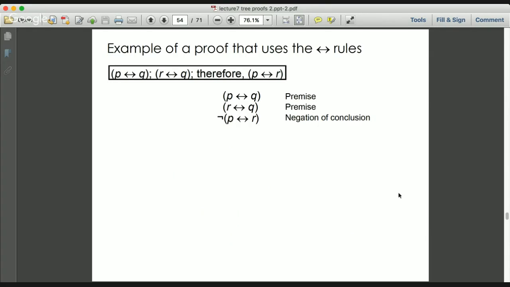So let's just use these in an example. First of all, here's our argument. It says P if and only if Q, R if and only if Q, therefore P if and only if R.